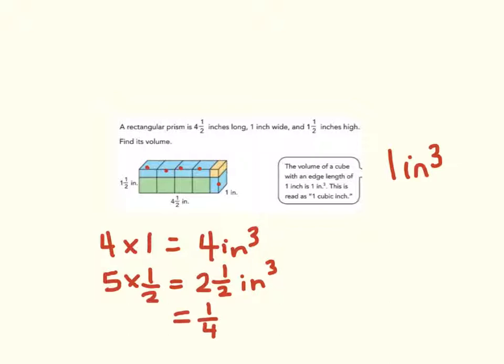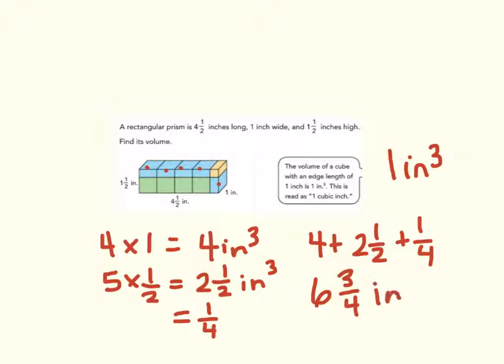To find the overall volume, we simply need to add all of these together: 4 plus 2.5 plus 1/4. We need to make some common denominators here. If you can do that in your head too, that's great. I'm just going to do it in my head. 4 plus 2 is 6. 1/2 is the same as 2/4. So 2/4 plus 1/4 is 3/4. So the volume of the rectangular prism shown here is 6 3/4 inches cubed.